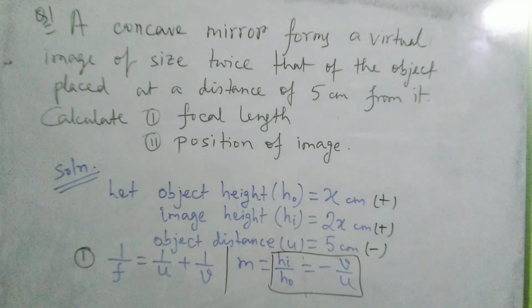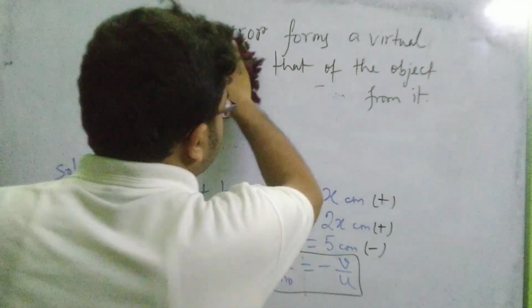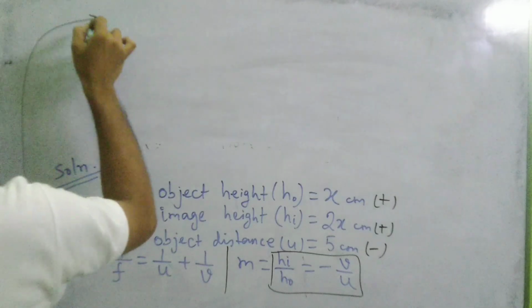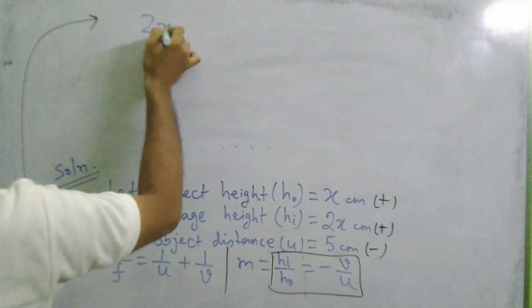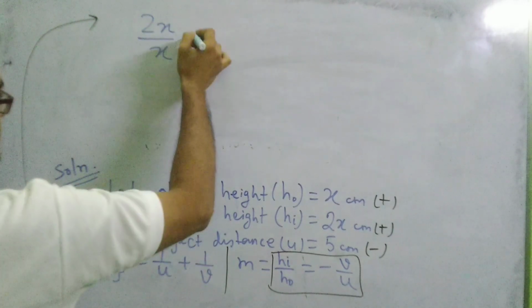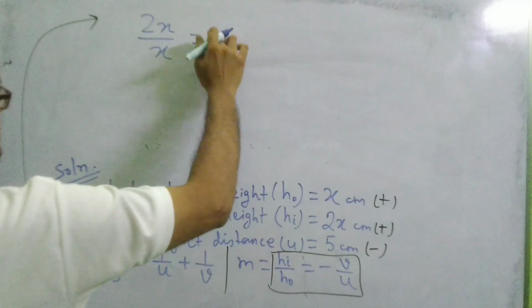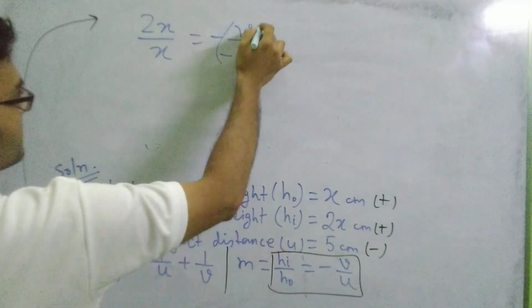I am just erasing off the question, so I will be bringing the solution to the upper part of the board and continuing from there. As you know, h_i is 2x positive, h_o is x positive, the image distance is minus v, and the object distance is 5, it is minus 5. So the expression comes like this.